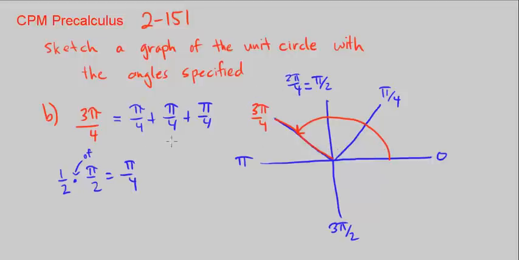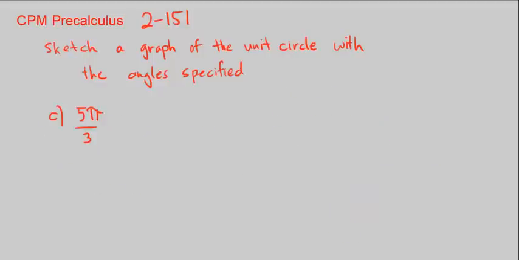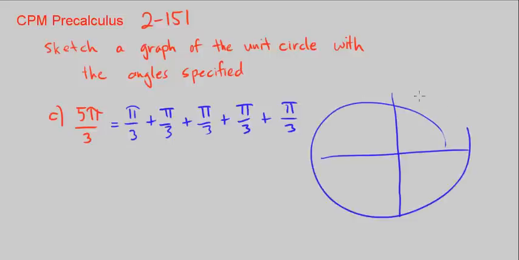All right, let's go on to the last part. Part C, again, we're given a special angle, 5 pi over 3. That's pi over 3 plus pi over 3 plus pi over 3 plus pi over 3 plus pi over 3. That's 5 of them: 1, 2, 3, 4, 5. So if we draw our unit circle, well, I can't draw a circle, so I'm just going to draw the angle.